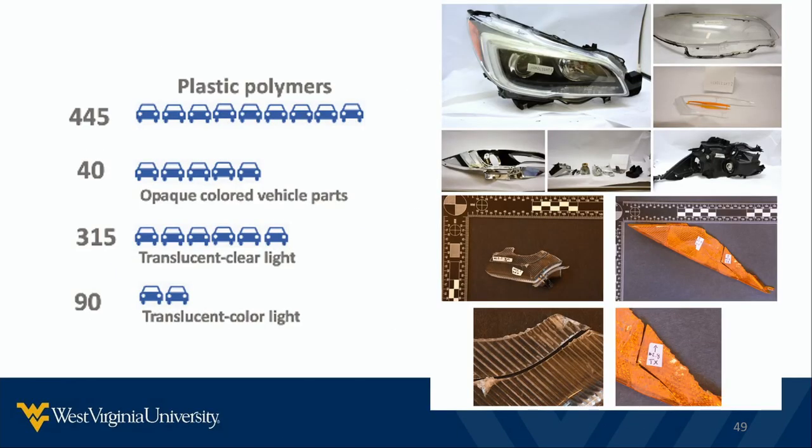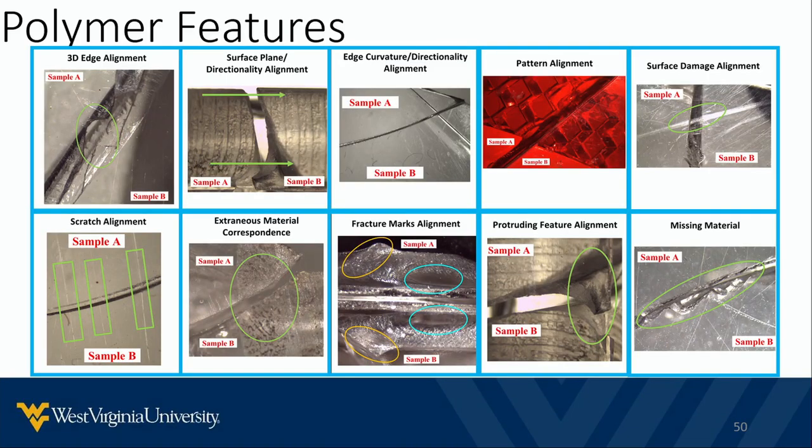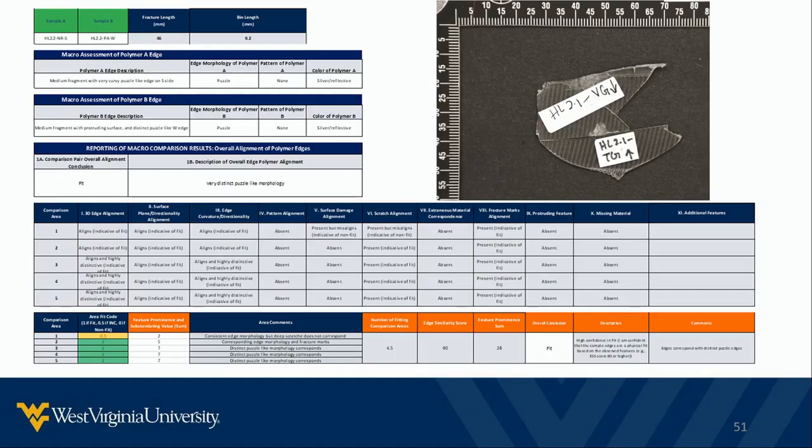For automobile polymers, we focus on headlamps and bumpers that are very commonly encountered in hit and runs and other types of accidents. And for these materials, we came up with 10 distinctive features that we want to document, just as I mentioned earlier in the templates.